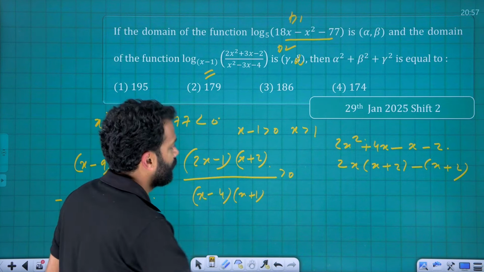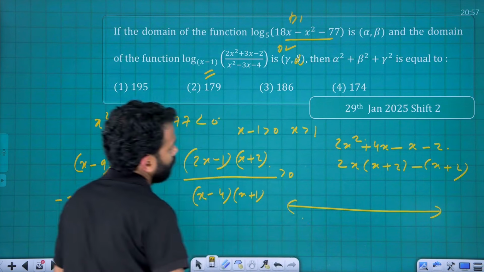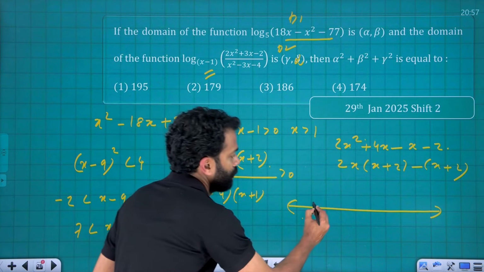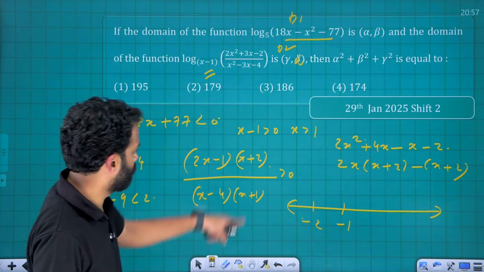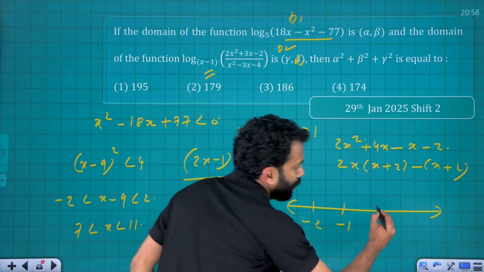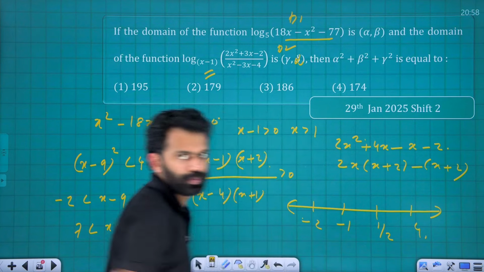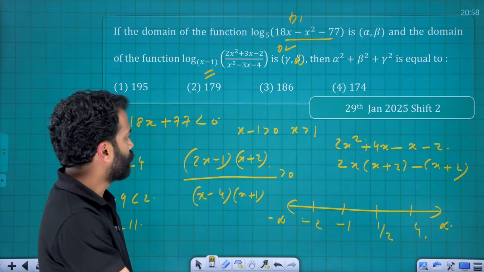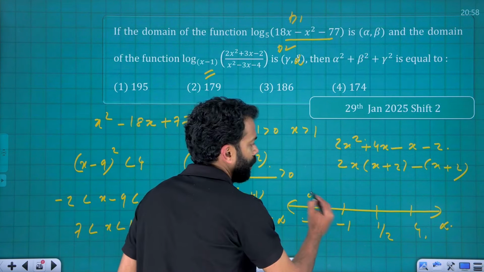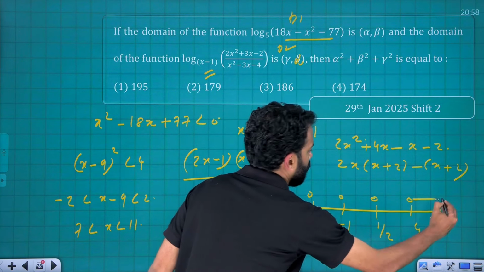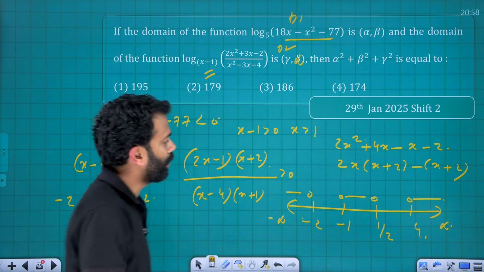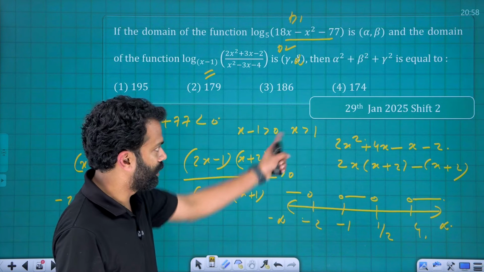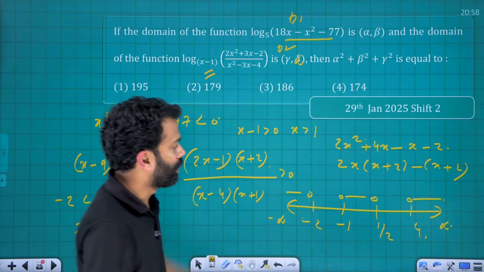The diagram. Okay, the critical points are minus 2, minus 1, 1 by 2 and 4. Okay, so it will be minus infinity and infinity here. So let's take a number greater than 4. Okay, we cannot take any one among these values. We don't have to consider the region which is less than 1. It should be greater than 1.